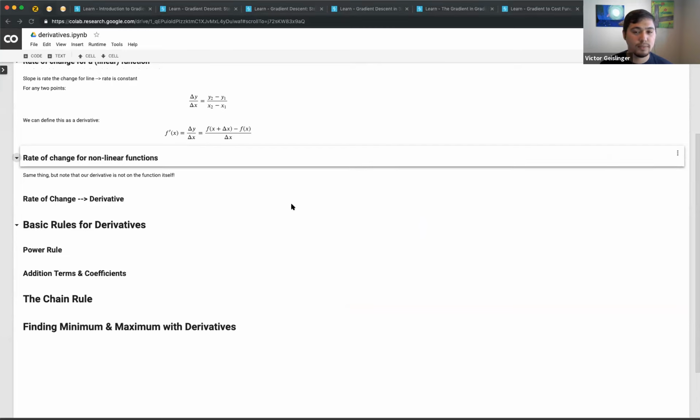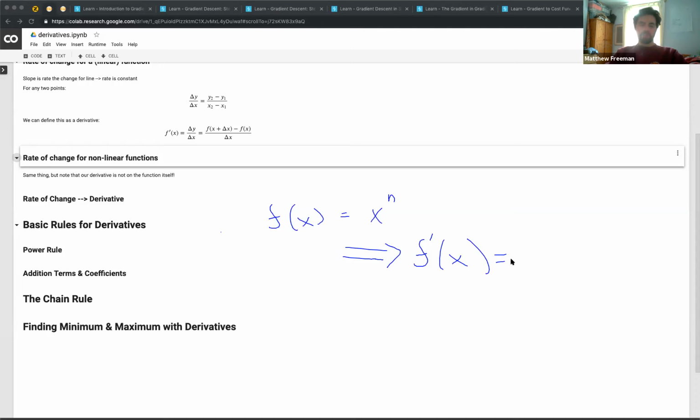So does anyone, well, let's see. If I have my function f of x equal to x to the power of n, some number, some integer, or not even an integer, but some number. Does anyone know what the derivative will be for this? Go ahead and unmute yourself and talk to me so I'm not talking to myself. It's n times x to the power of n minus 1. Ah, very good. This is the power rule.